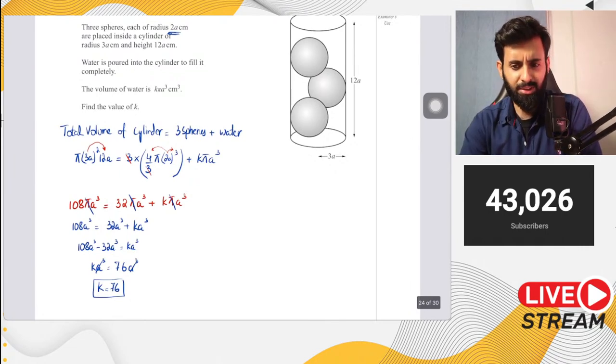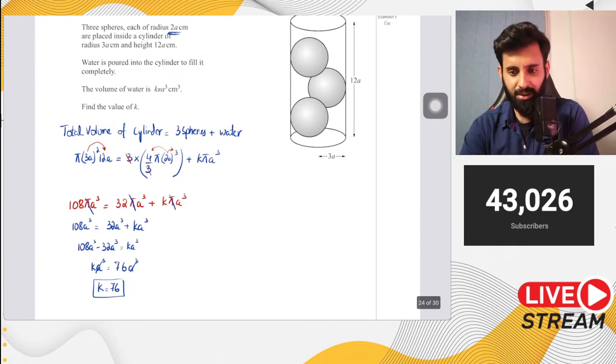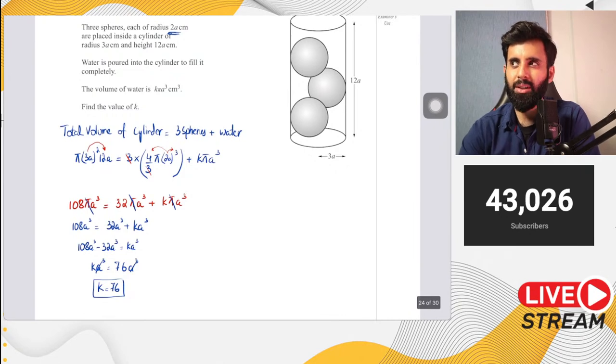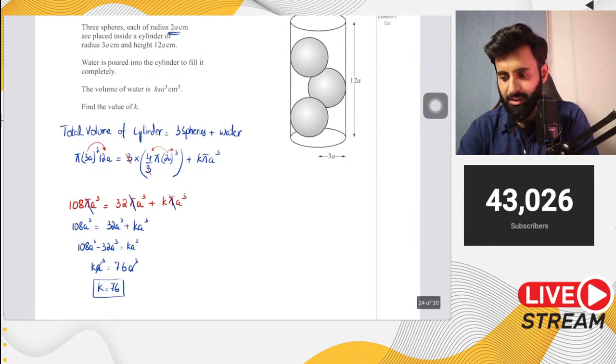Specimen papers? No, there are no specimen papers. Specimen papers jab aata hai, jab syllabus change hota hai. Specimen papers jo aaya hai, wo 2025 ke liye aaya. So don't solve that. That's because the syllabus is changing. That's why they've released the specimen paper.